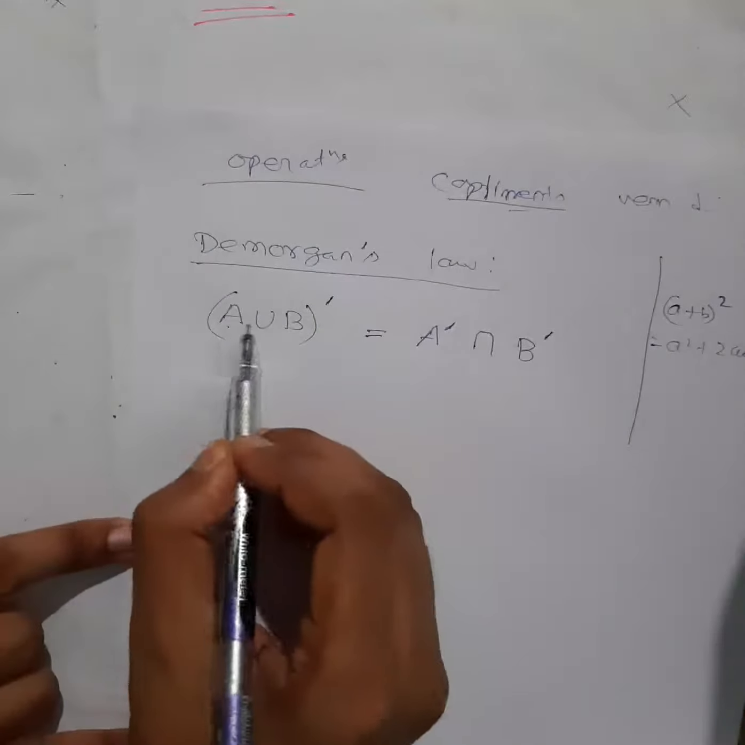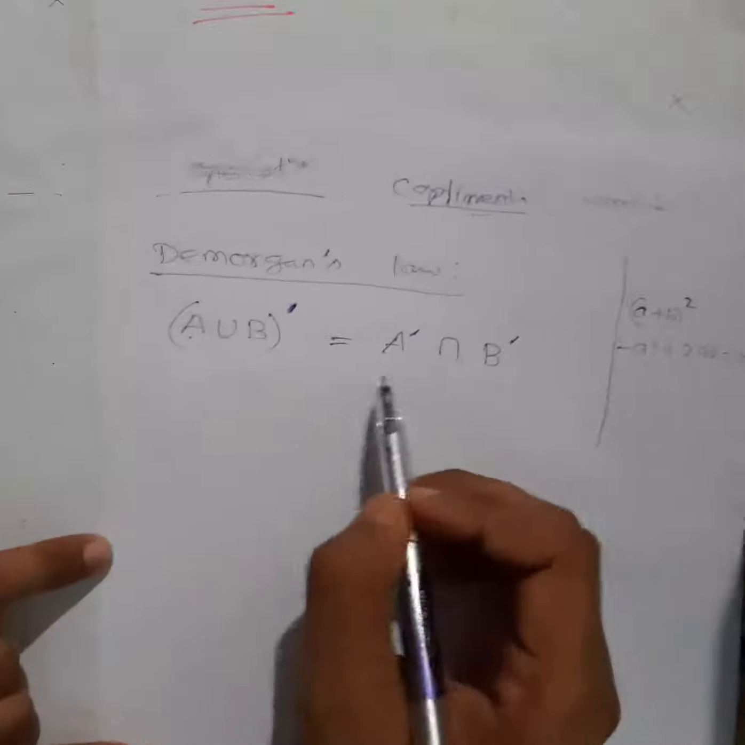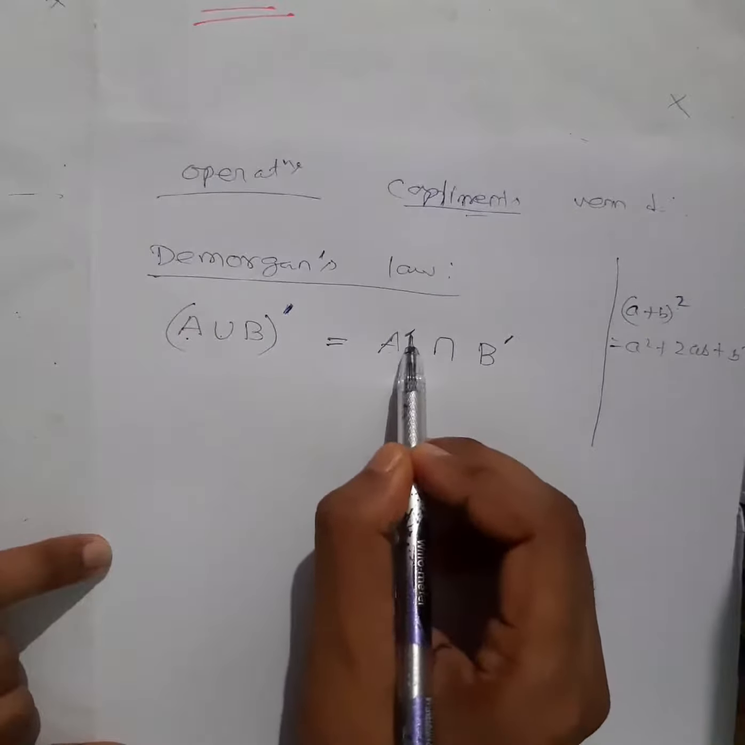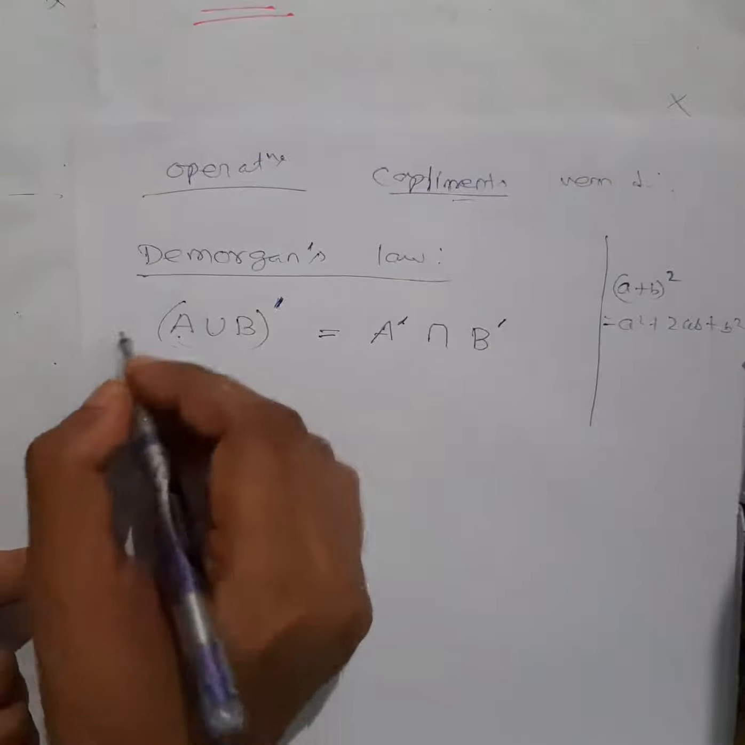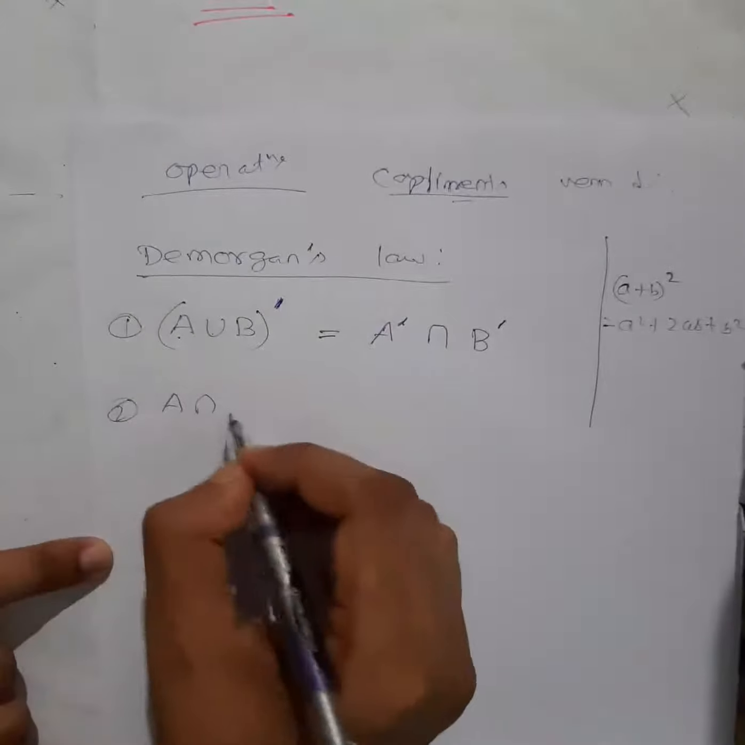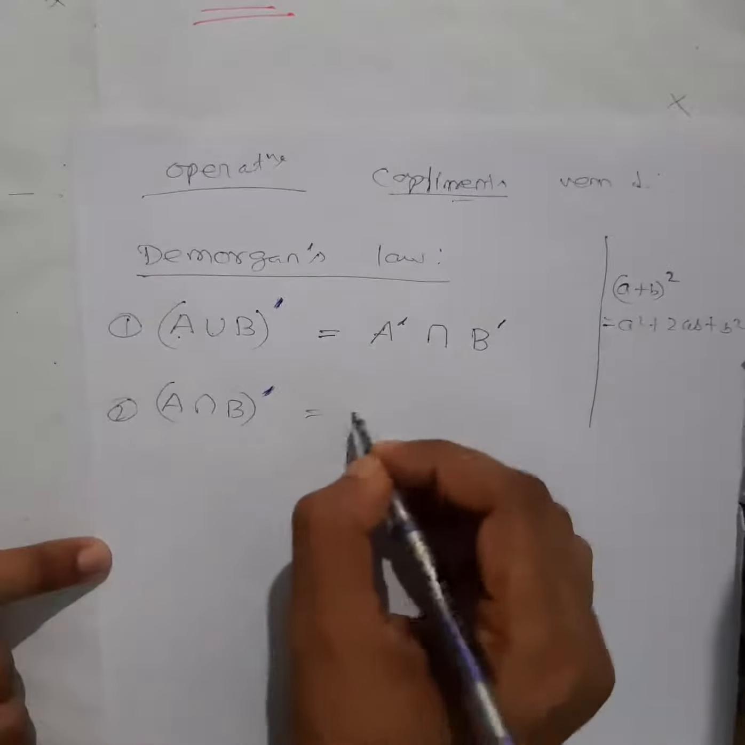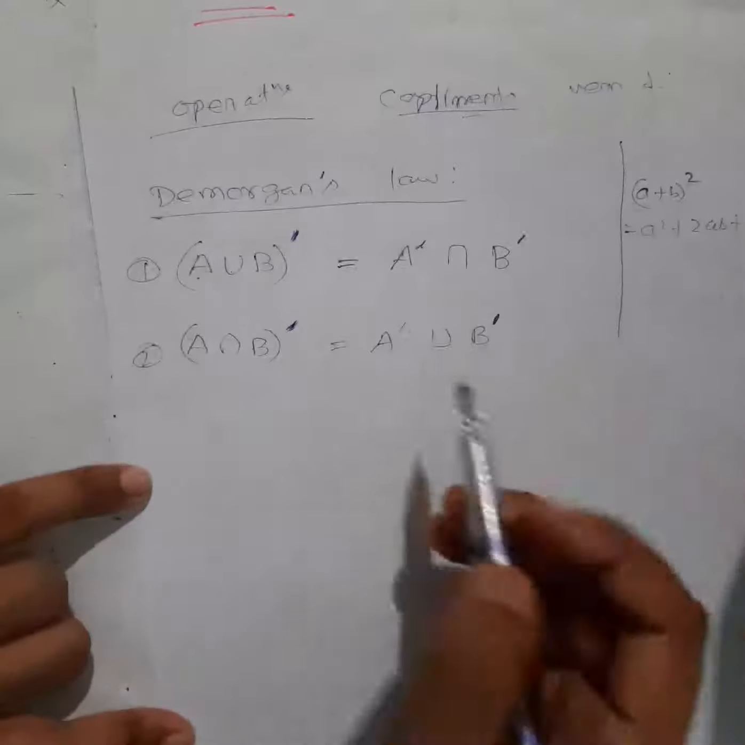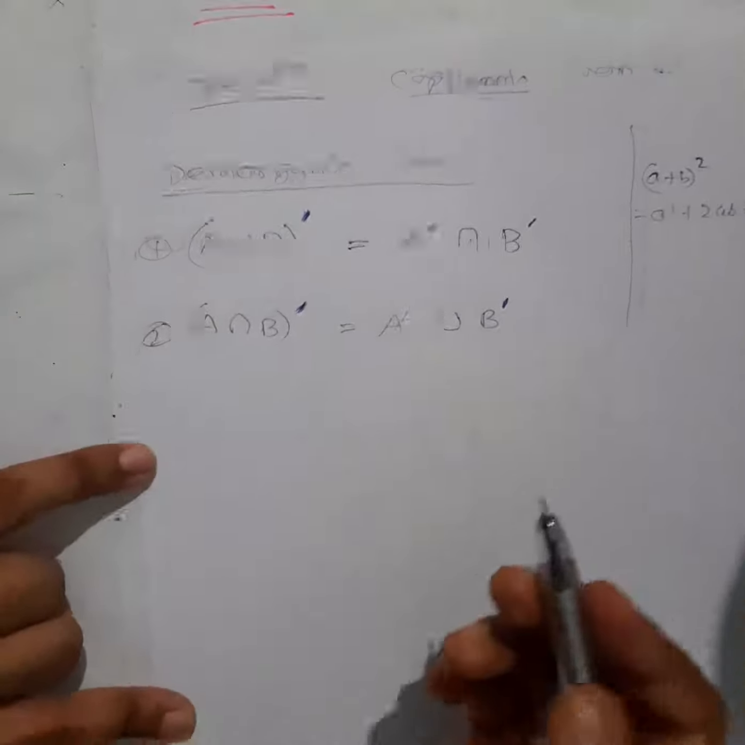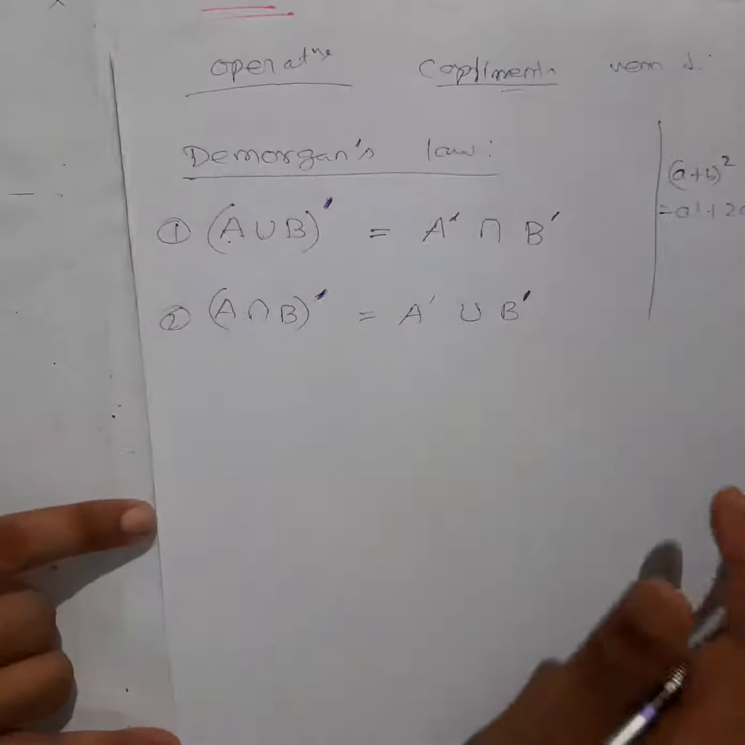Same way here also, (A union B) whole complement. What will be the output of this? A complement intersection B complement. Same way, A intersection B, whole complement, what will it be? A complement union B complement. Now the proof of this we will try to understand with the help of a Venn diagram. You can also take an example, in that way also you can do it.